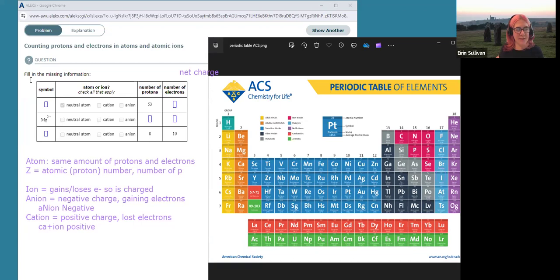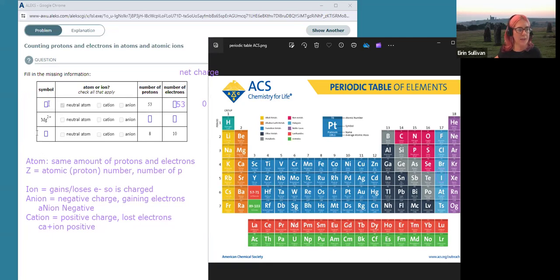So we can fill out, because it's a neutral atom, the number of electrons is going to be 53, because I'm expecting zero net charge, right? So plus 53 minus 53 equals 0. I now know that that element is iodine, so there'll be no charge associated with that symbol.